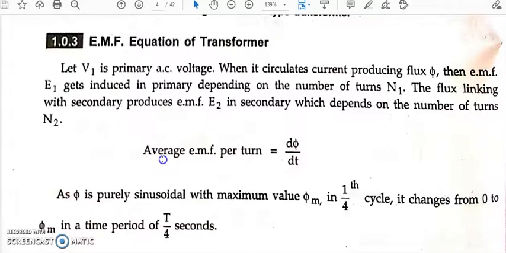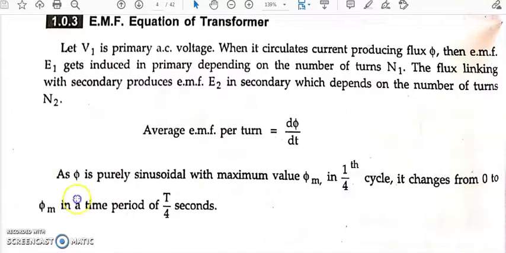So let us first write the average EMF per turn. Each turn will contribute some amount of flux. Like this we have many turns, so for derivation's sake, we shall consider only one turn. The average EMF per turn is defined by d phi by dt. Why is it d phi by dt? Because, as we know, flux is continuously changing with respect to time. So whatever contribution is made at that particular instant of time, we define it as d phi by dt.